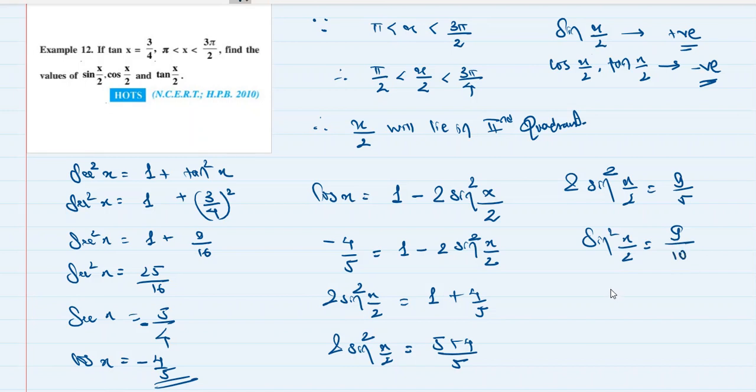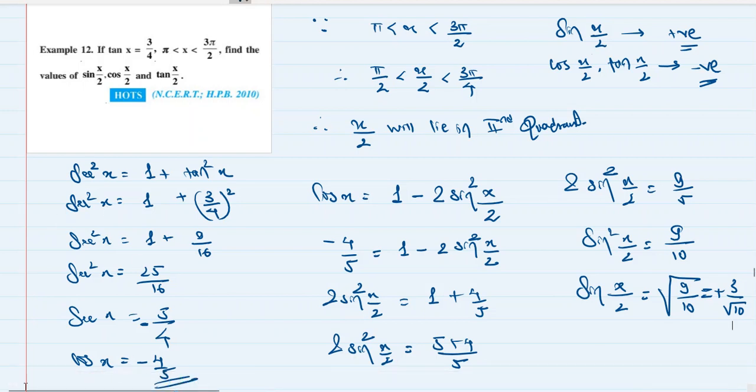Sine square x by 2 is equal to 9 by 10. So sine of x by 2 is equal to root of 9 by 10. But plus or minus? Plus root of 9 by 10 or minus root of 9 by 10? Plus. Why? Because x by 2 is in the second quadrant. In the second quadrant, sine is positive. So this is plus 3 by root 10. Okay, so that is the value of sine x by 2.